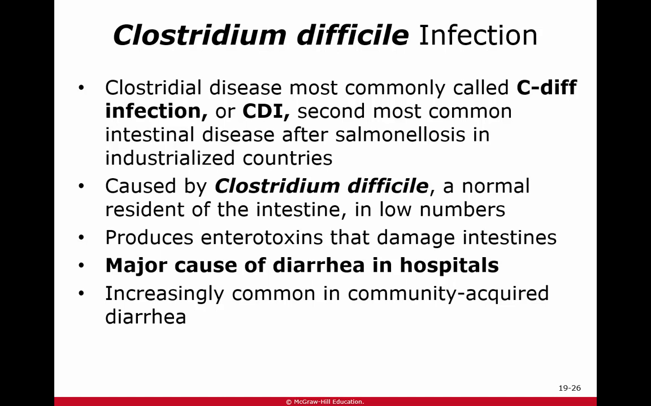All right, C. diff, Clostridium difficile. Clostridial disease, most commonly called C. diff or CDI, is the second most common intestinal disease after salmonellosis in industrialized countries. Okay, so C. diff, second most common intestinal disease. Basically, it's caused by Clostridium difficile, a normal resident in the intestines that is normally in low numbers.